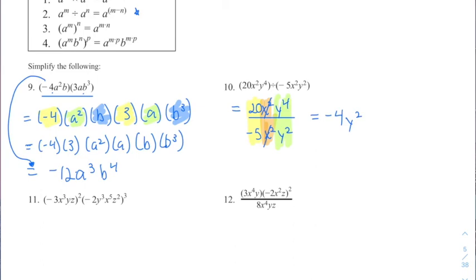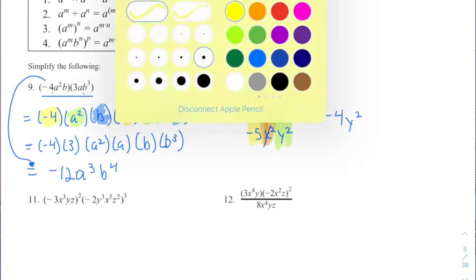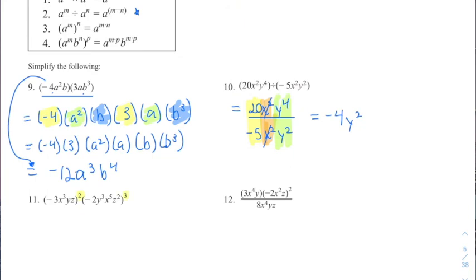So here we go. Number 11 looks a lot like number 9, except for one very important detail, and that is this guy here. Both of these brackets have exponents, and what we know is that brackets and exponents come before multiplication. So I actually have to evaluate this, and this is where this rule comes in handy. What that rule says is if I have negative 3x cubed yz all to the power of 2, I have to take everything inside the bracket and raise it to the power of 2.